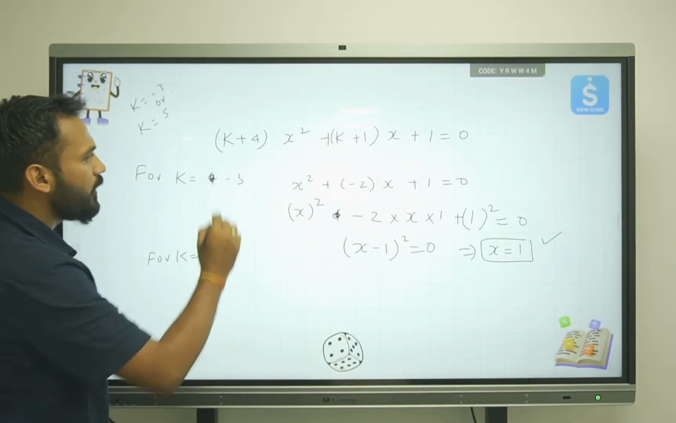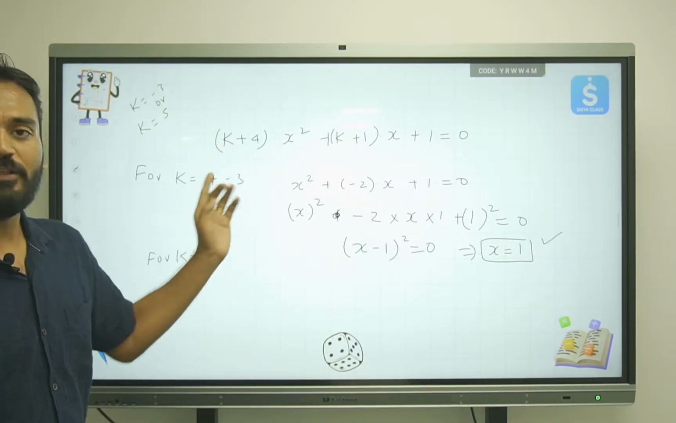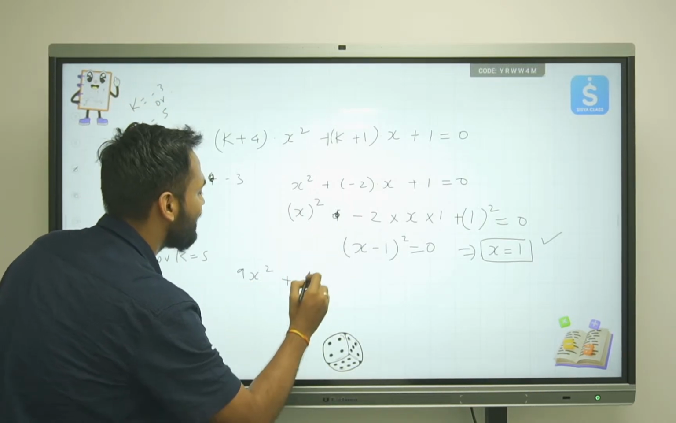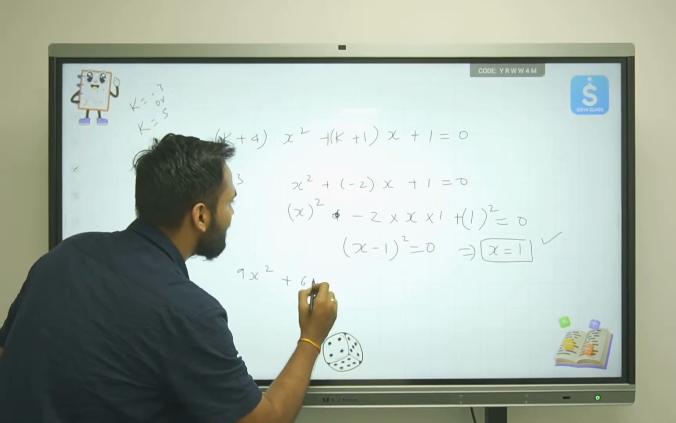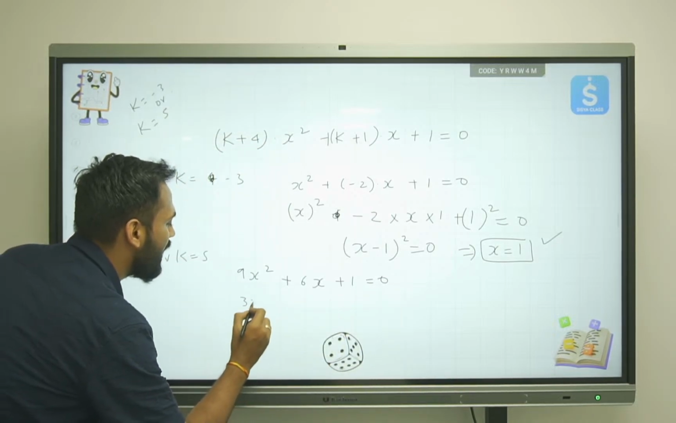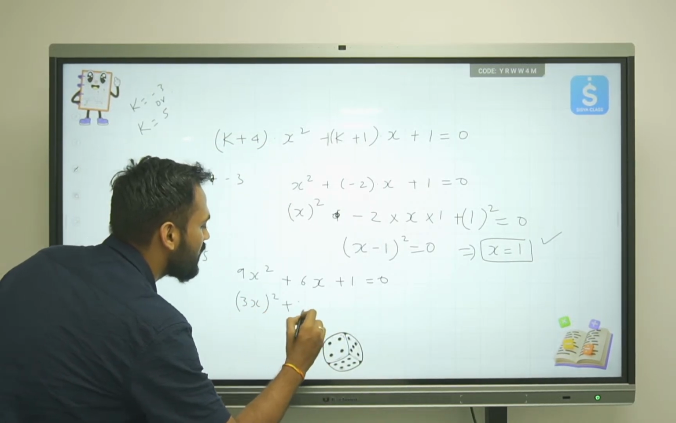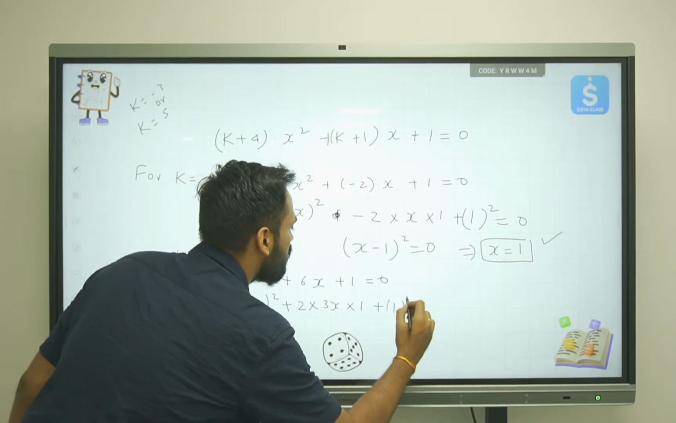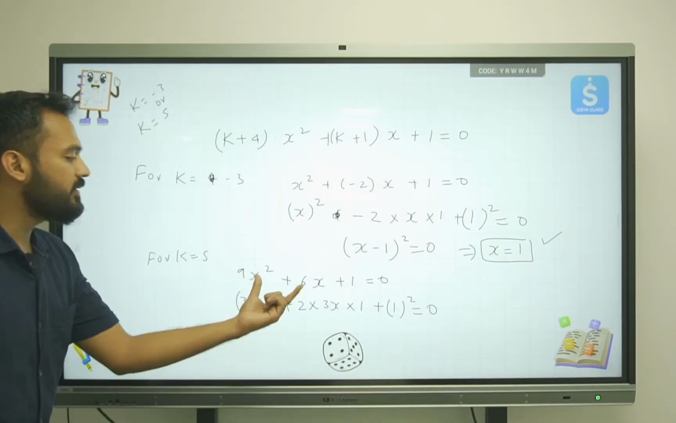When we put k equal to 5 in this equation, 5 plus 4 will become 9. 9x square plus 6x plus 1 equals to 0. Let me write it in this form, 3x the whole square plus 2 times 3x times 1 plus 1 the whole square equals to 0. I can write this equation in this form.